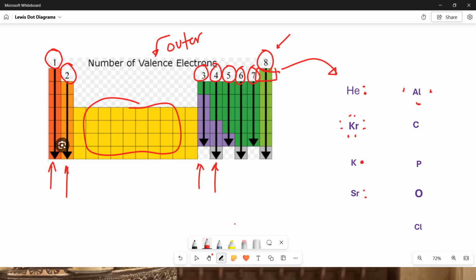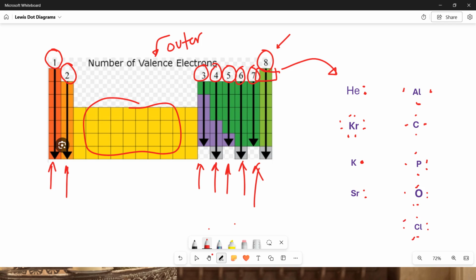Carbon is in family 14, so it has 4 valence electrons. Phosphorus is in family 15, so it has 5. So 1, 2, 3, 4. So I have 1 per side of my imaginary box, and then I'm going to put the 5th one, I'm going to pair it up with the one that I already had there. Oxygen is in family 16, so it has 6, so I'm going to start here, 1, 2, 3, 4, now I have 1 per side, and now I can start doubling up, 5, 6. Chlorine is in family 17, so it has 7, 1, 2, 3, 4, 5, 6, 7.